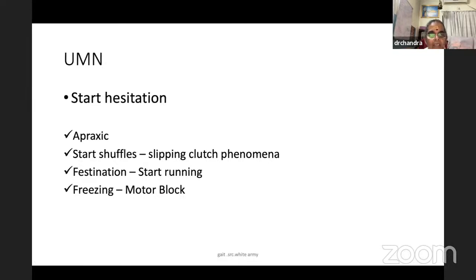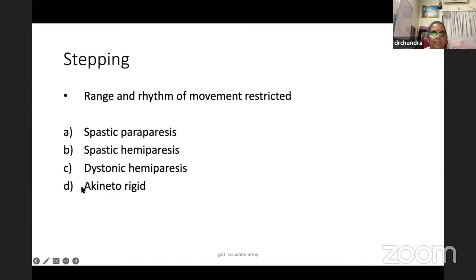Then there is start hesitation. When you are starting, you are hesitating. That happens with apraxia. Then start shuffles, otherwise called slipping clutch phenomenon, in extrapyramidal disorders, festination or shuffling and increased propulsion, and freezing is a motor block, a sudden block. So start hesitation can be due to apraxia, it can be due to slipping clutch phenomena, it can be due to festination, or it can be due to freezing.